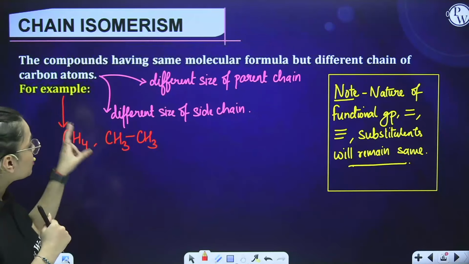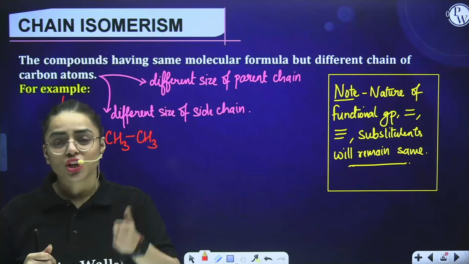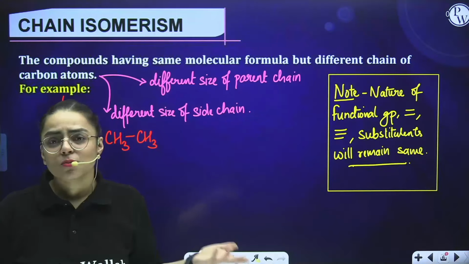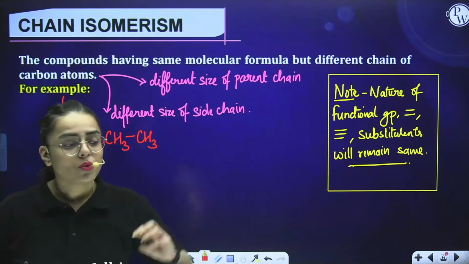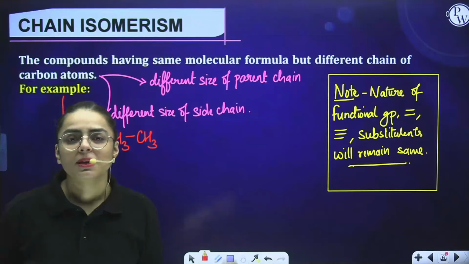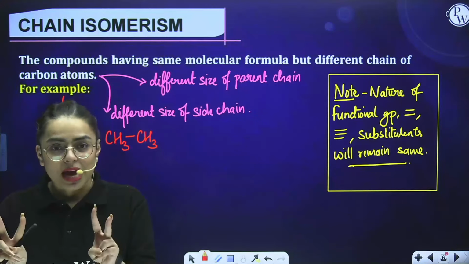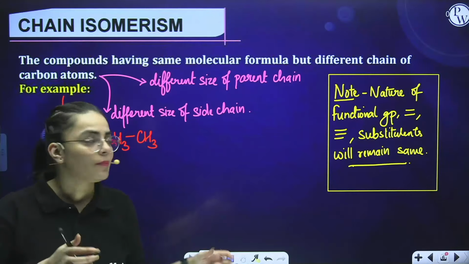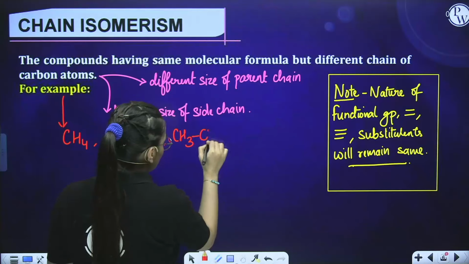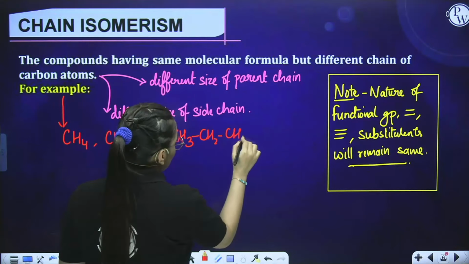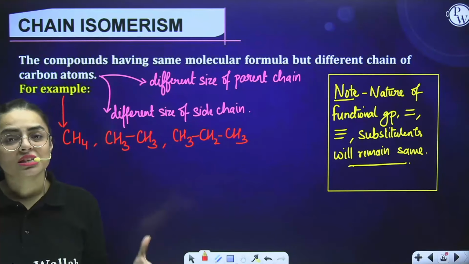But if I talk about CH3, single bond CH3, and I say please draw a structure for chain isomer of this, you would say no ma'am, it cannot make any chain isomer because it has 2 carbons, and from 2 carbons we cannot make any chain isomer because parent chain size is 2 carbon atoms. It can't change, right? Now, the next one, that is CH3, CH2, CH3. Students, does it show chain isomer? No, again, it cannot show because 3 carbons can't show.